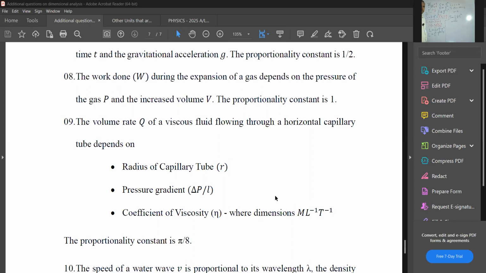Try, everyone. Question number 8 and question number 9. After you finish writing this one, you can try question number 8 and question number 9.